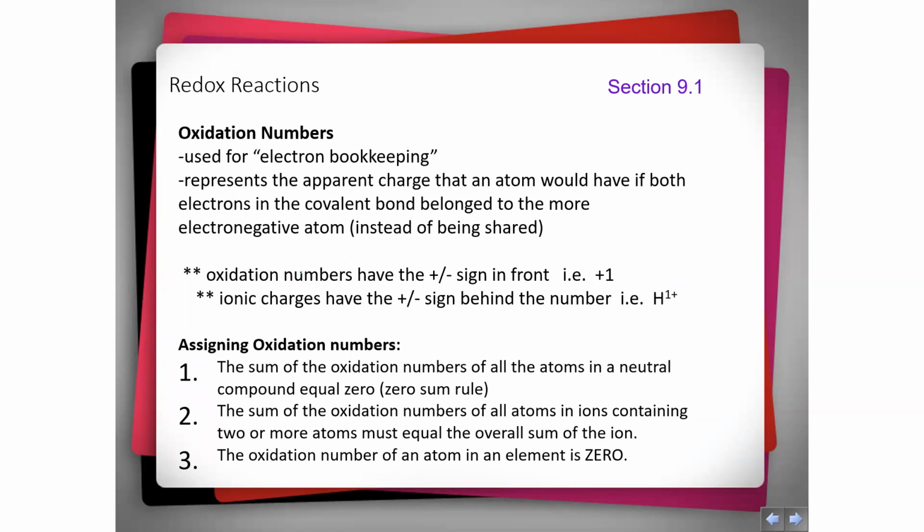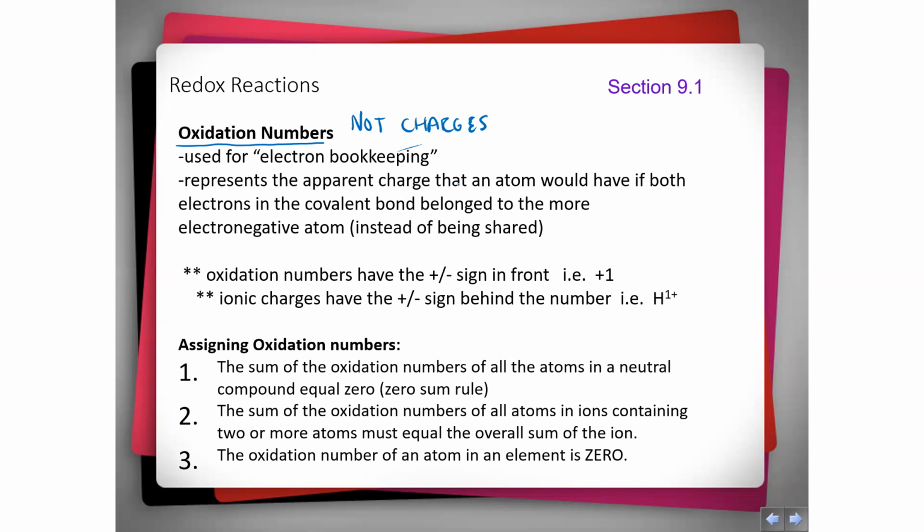Okay, now there's another way we can do this. And in chemistry, we have a way of keeping track of electrons that are moving. And we do that using something called oxidation numbers. Oxidation numbers are not charges, even though they are numbers that have a plus and a minus sign with them, but they're not charges. They're used for electron bookkeeping.